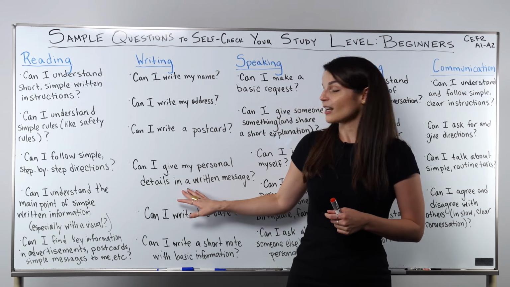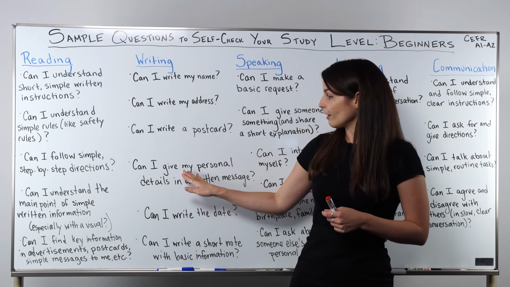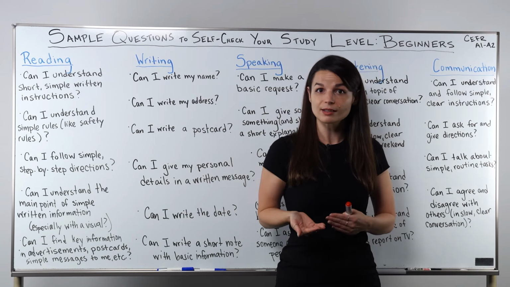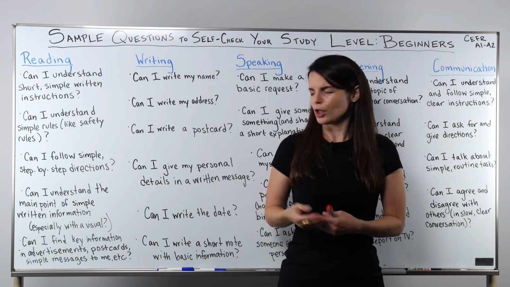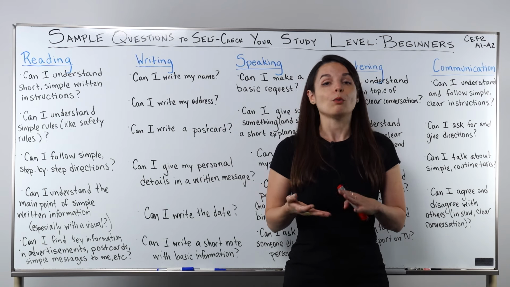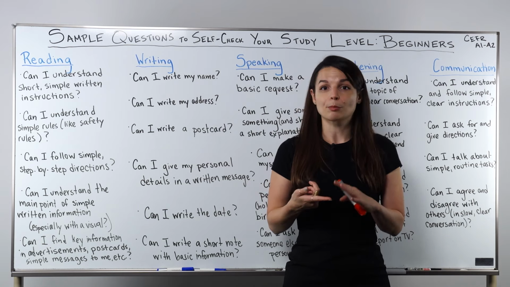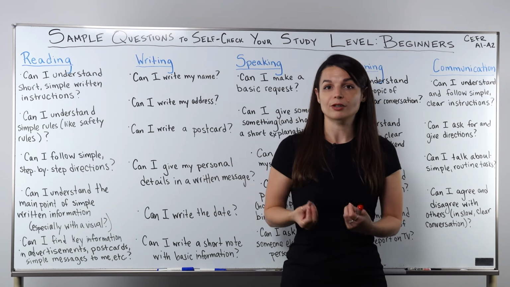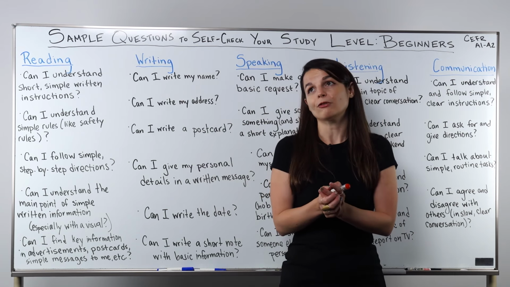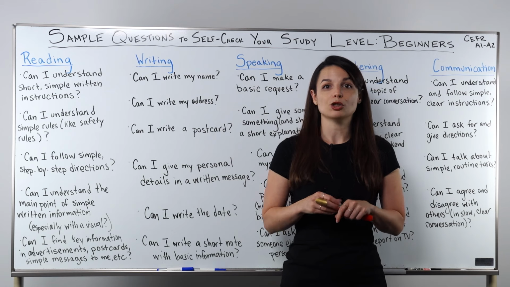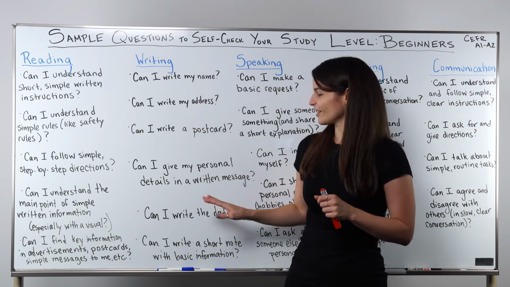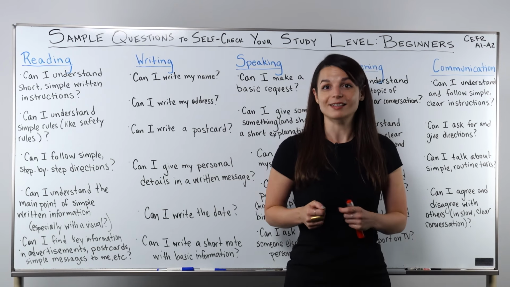The next question you can ask yourself is, can I give my personal details in a written message? So what are personal details? For example, of course, your name, where you live, maybe your family members, your birthday, this kind of basic personal information. So this is kind of like a self-introduction, or maybe, for example, if you write an email to a company or to a school, can you explain who you are? So this is a good test of your basic written skills.